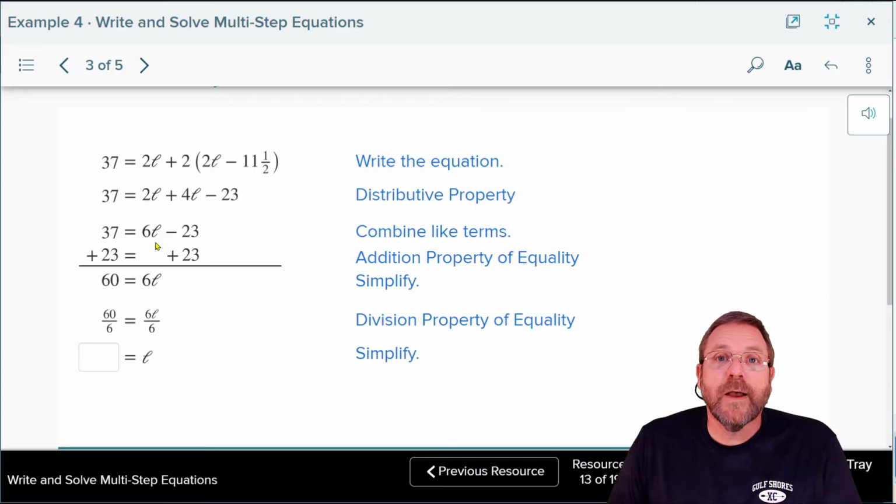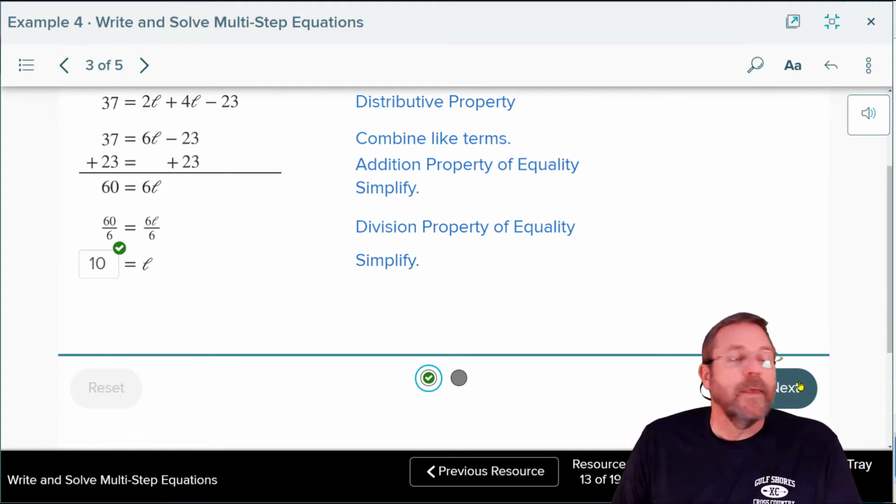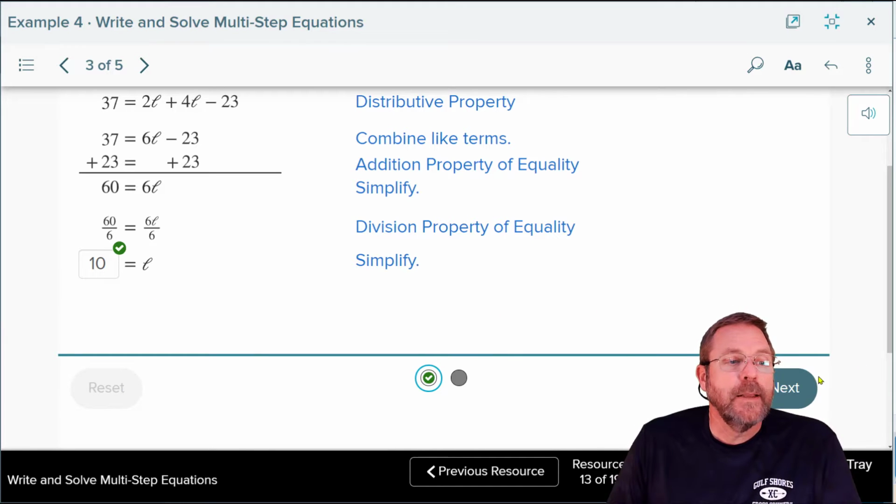And then they worked towards isolating that variable by undoing addition and subtraction, adding 23 to both sides. The 23's on the right zeroed each other out, leaving 6L. On the left-hand side, 37 plus 23 was equal to 60. Finally, they divided both sides by 6 to isolate the variable. The 6 on the right divided out, and on the left-hand side, 60 divided by 6 is equal to 10, and that teaches us that the length of the garden is going to be 10, I believe it was feet long.